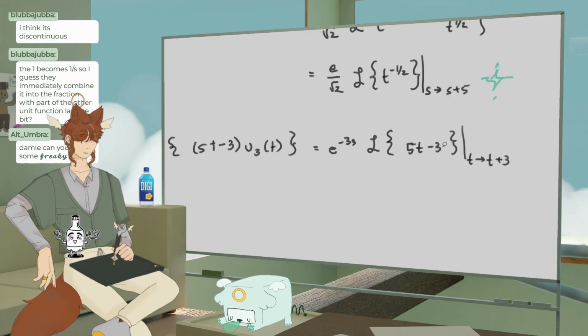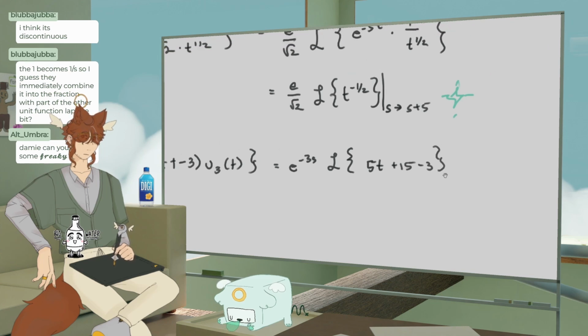But okay, so this one, yeah. So we do sub in t equals t plus 3. So this is gonna be 5t plus 15 minus 3. And that'll be e to the negative 3s. Oh, I'll write it on the next line.